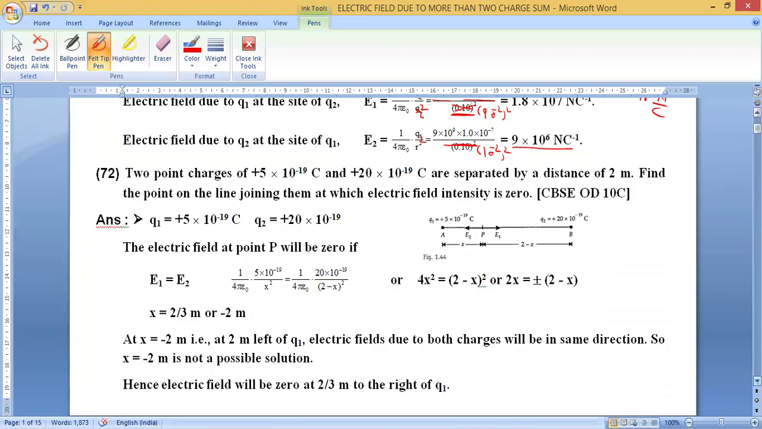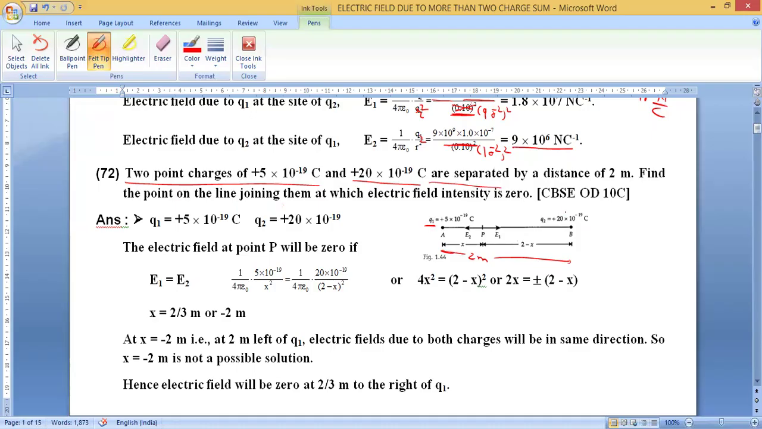Two point charges of plus 5 into 10 raised to minus 19 Coulomb and plus 20 into 10 raised to minus 19 Coulomb are separated by a distance 2 meter. Here we take Q1 charge and here at point B is Q2 charge. Distance between them is 2 meter. Find the point on the line joining them at which electric field intensity is 0.